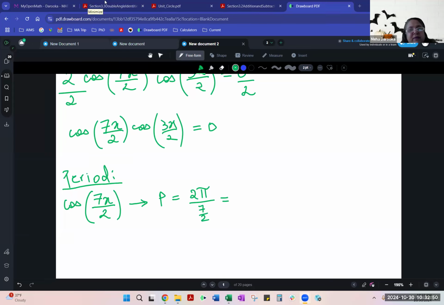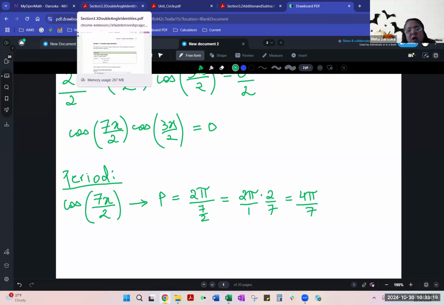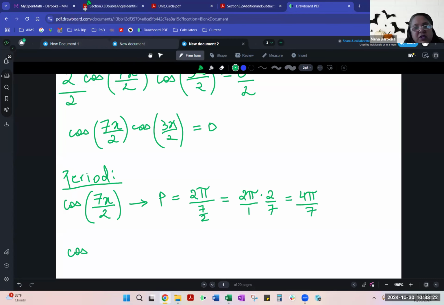Yeah, and Andrew, the pi will stay, right? Because in this case, the pi is not canceling out. So you will take 2 pi, which is the original, and then remember, you can just invert that fraction and change it to multiplication. So very nice. It is going to come out to be 4 pi over 7, right? Because you can think of that guy being over 1. And then for the second cosine function, we had 3x over 2. So what does the period for this guy come out to be when you clean it up?